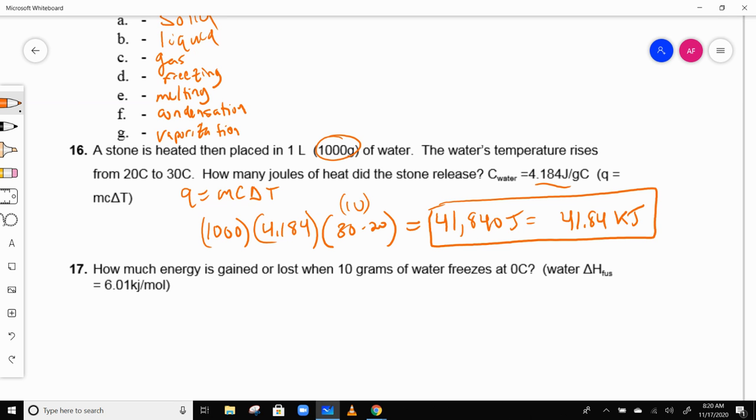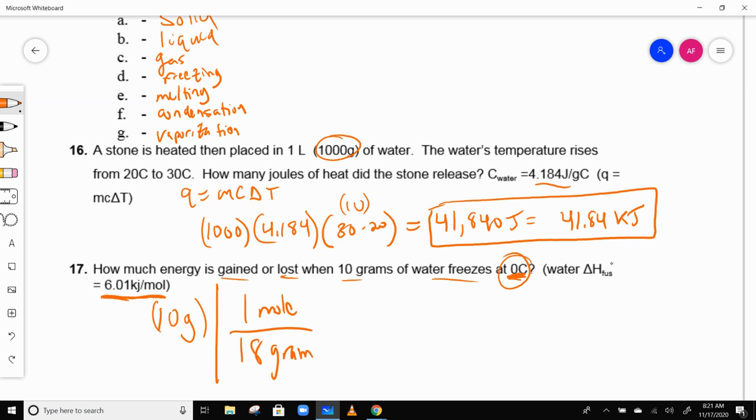Next one, we're using delta H of fusion. How much energy is gained or lost when 10 grams of water freezes at 0 degrees Celsius? It's at its melting point, so we don't have to worry about all the different steps. We can just do it in one step here. So 10 grams. The problem is the delta H of fusion is in kilojoules per mole, so we got to convert to moles first. 1 mole is 18 grams, so 10 over 18.